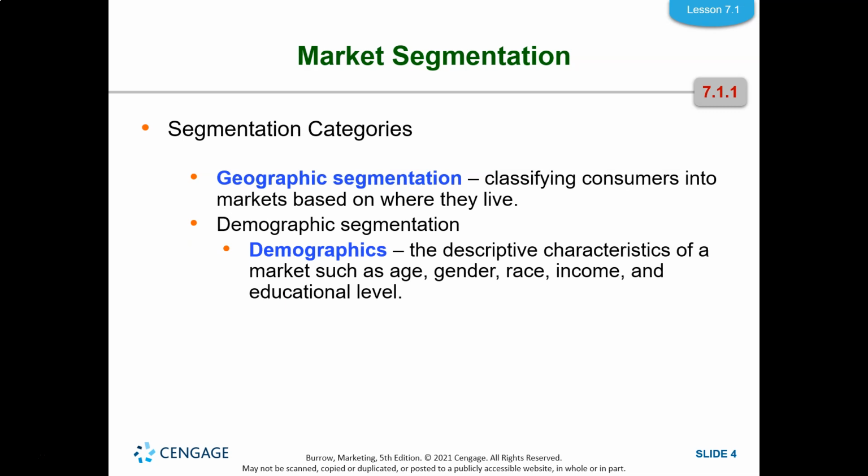And now we have segmentation categories. So you have geographic segmentation, which is classifying consumers into markets based on where they live. So that could be a city, that could be a state, that could be the western region. So that's what they mean by geographic. And then you've got demographic segmentation. So demographics are the descriptive characteristics of a market, such as age, gender, race, income, and educational level, and they are not limited to just those. There are more demographics than that.